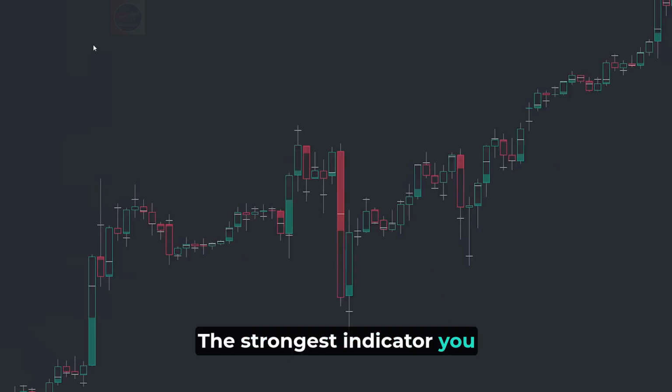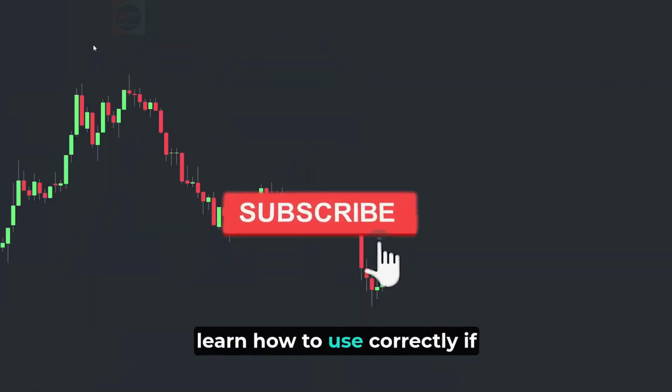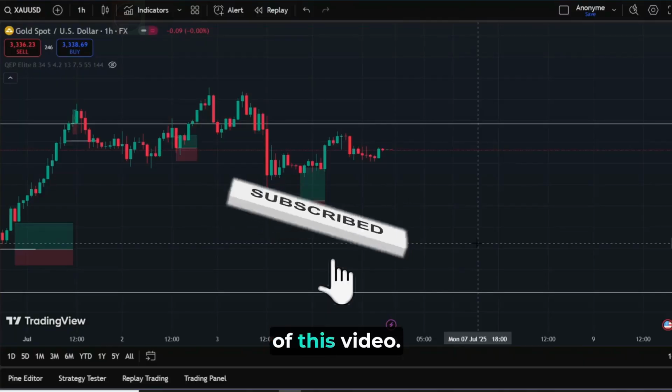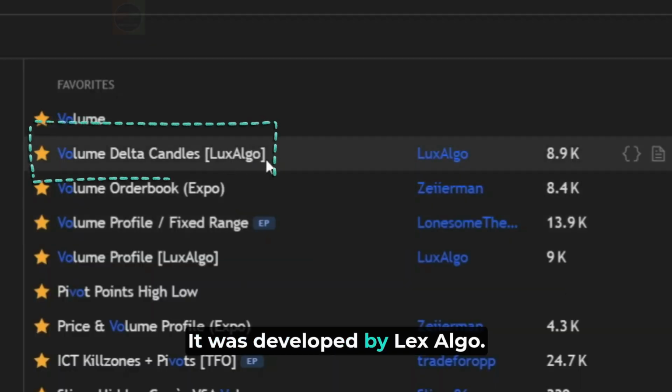The strongest indicator you can ever see, literally, is this indicator that you will learn how to use correctly if you stay until the end of this video. Let's get started. First, the indicator is called Volume Delta Candles. It was developed by LuxAlgo.